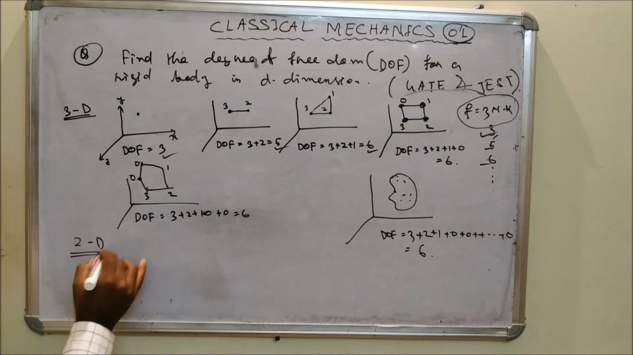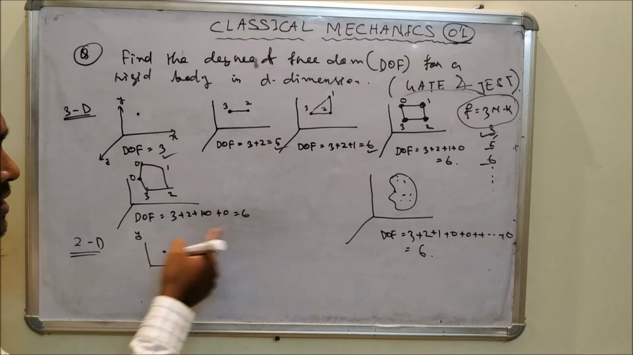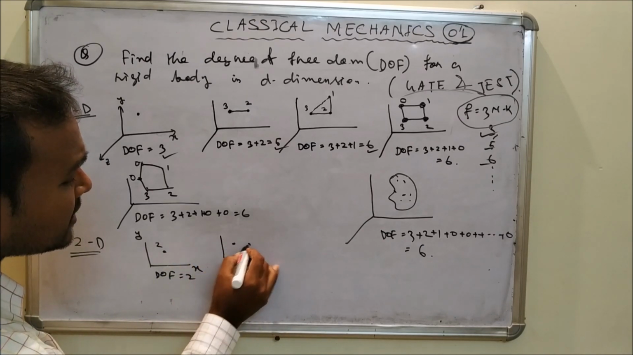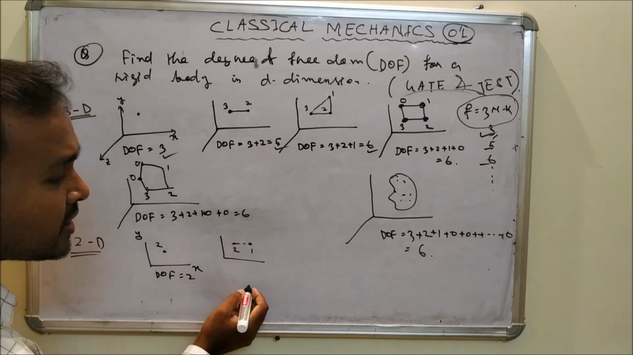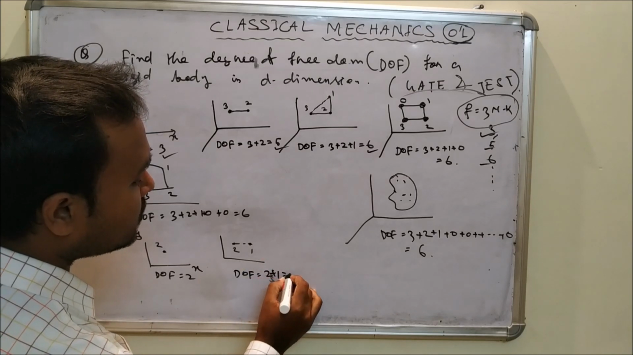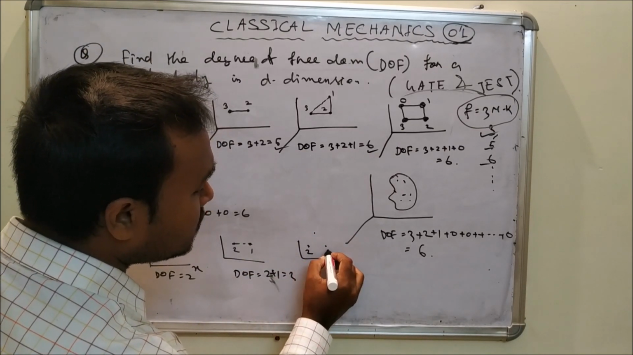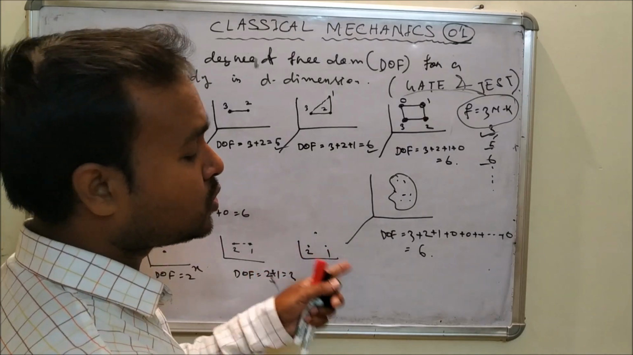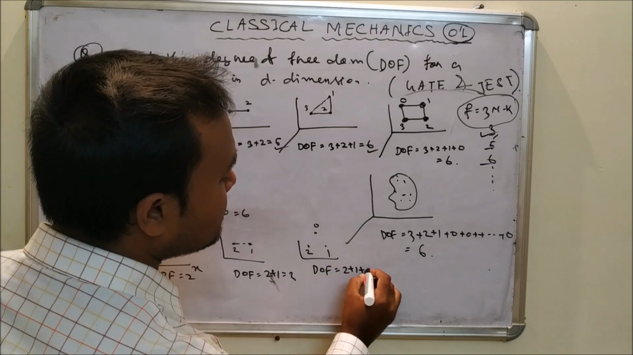Now these were considered in 3D. If it is 2D, suppose this is the x axis and this is the y axis. If the first particle is here, how many ways can it move? Two ways, so your DOF is equal to 2. If two particles are there, for the first particle it will be 2, for the second particle it will be 1, because along one axis it is restricted. So DOF is 2 plus 1 equals 3. If I consider 3 particles, the first is 2, the second is 1, and the third cannot move because it is attached to the two axes, so its contribution will be 0.